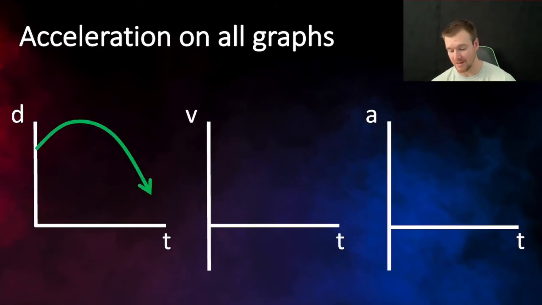Let's look at a little bit more complicated one. Maybe we have motion like this. So it starts off at kind of a high displacement, curves up, and then curves back down. How do we plot that on the velocity versus time?